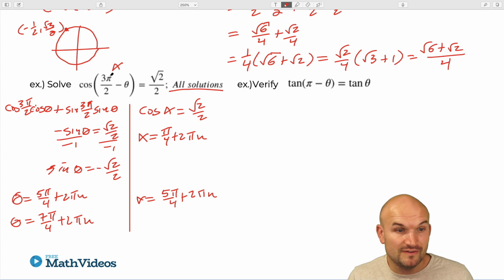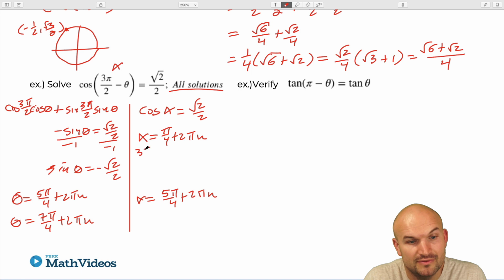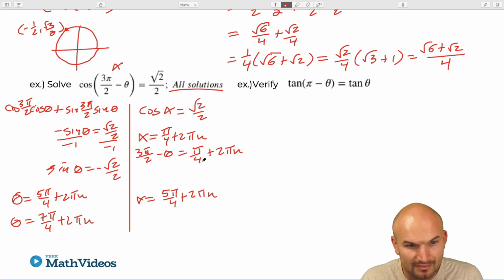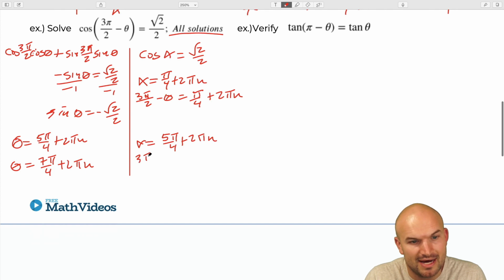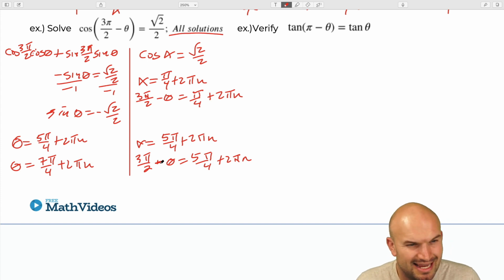But remember, we're not solving for alpha, we're solving for theta. So if you did 3 pi over 2 minus theta equals pi over 4 plus 2 pi n, you'd have to go ahead and solve for theta. And same thing over here: 3 pi halves minus theta equals 5 pi over 4 plus 2 pi n. Hopefully you can see that it's a little bit more work, but you could definitely do it.